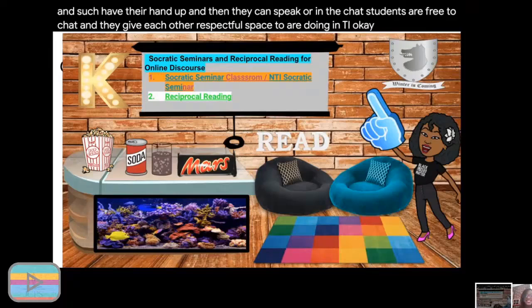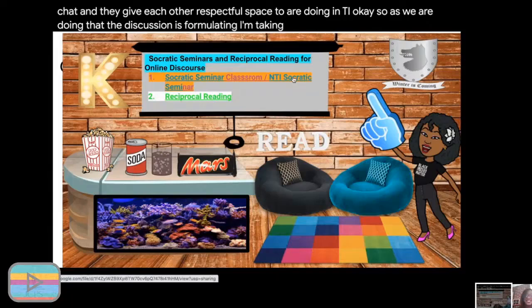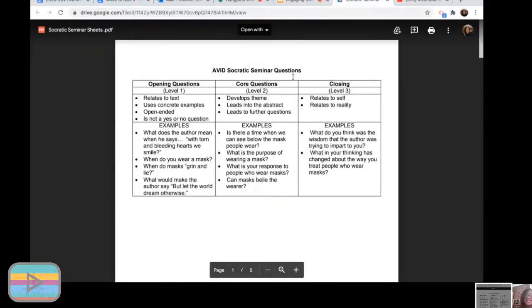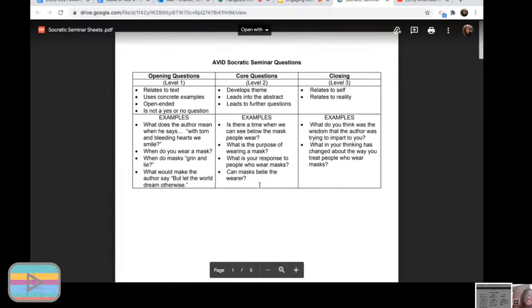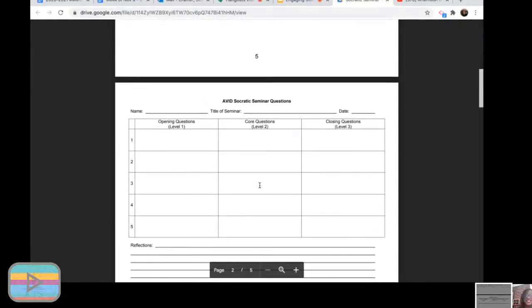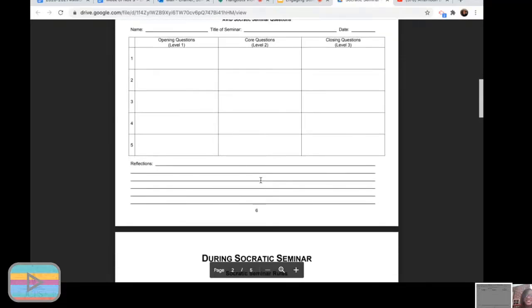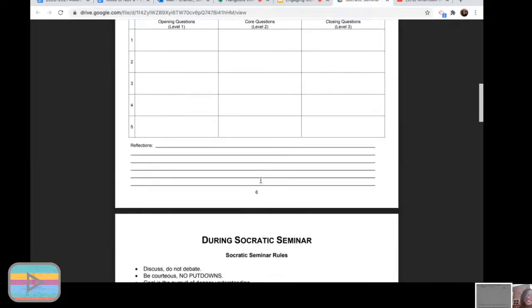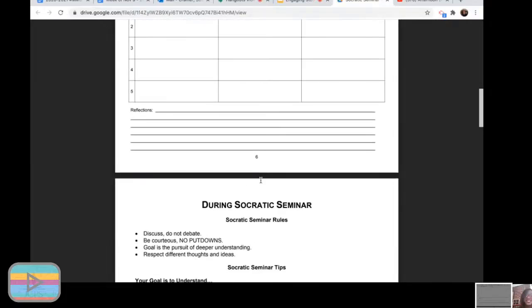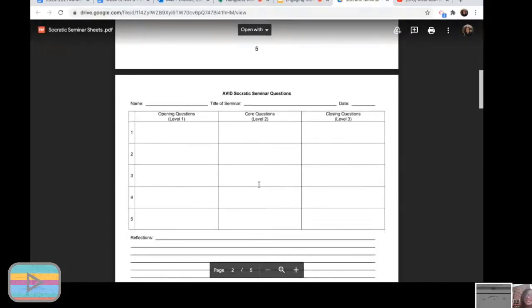Okay, so as we are doing that, the discussion is formulating. I'm taking a back seat, or I'm actually leading our students to make sure that their voices are heard. We have a series of sheets that they can look at to make sure that their questions are developed and tiered and in the right direction. So when they do that, they can refer back to this sheet as many times as they would like. They can refer back to the actual passage that we are discussing as many times as they like.